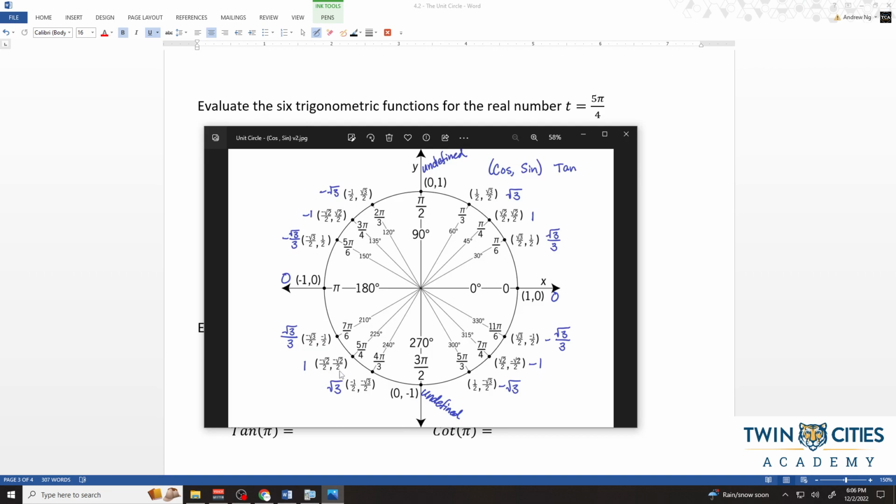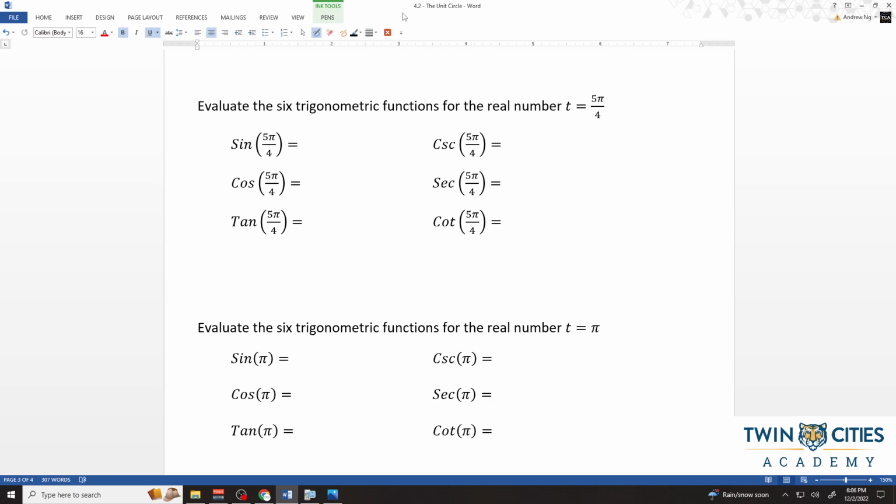Okay, so cosine and sine are the same. They're both negative square root of 2 over 2. Tangent is what's on the outside. That is 1. Let's write those down. Negative square root of 2 over 2, negative square root of 2 over 2, and 1. All right, cosecant, secant, and cotangent. These are going to be the reciprocals, again, of sine, cosine, and tangent, respectively.